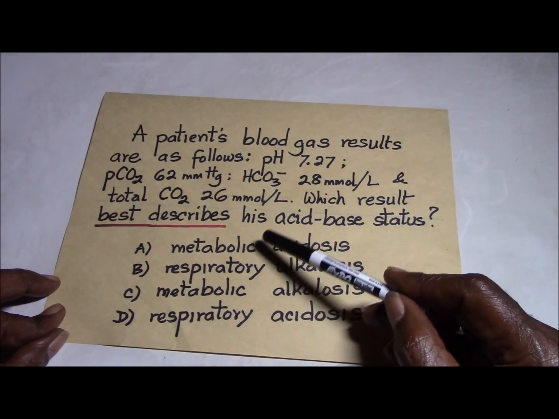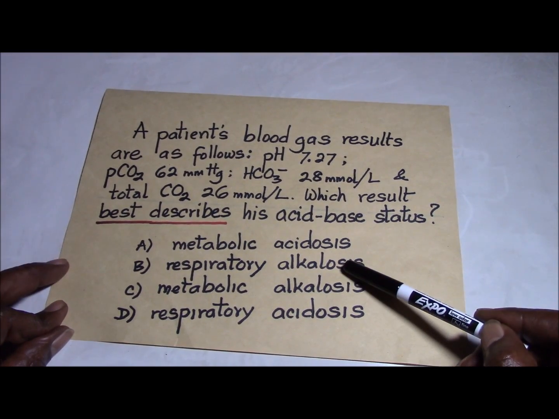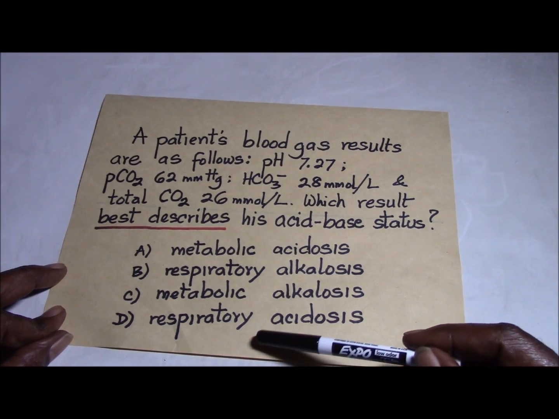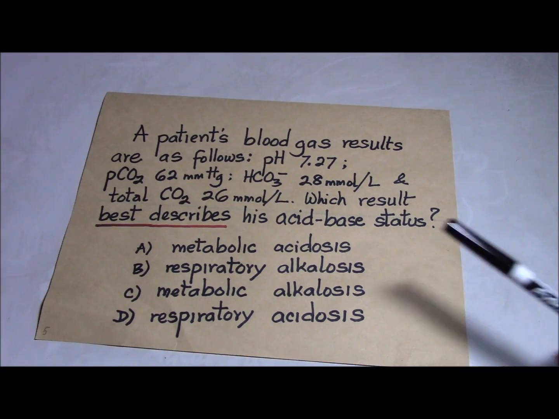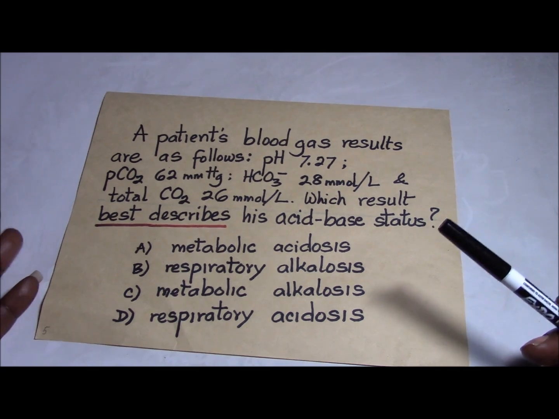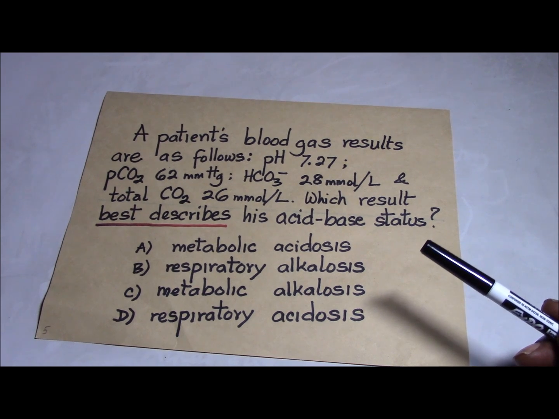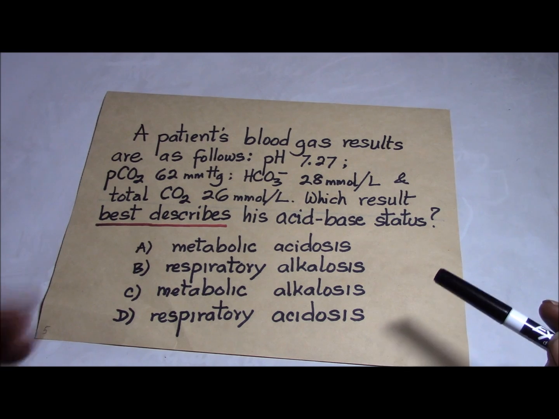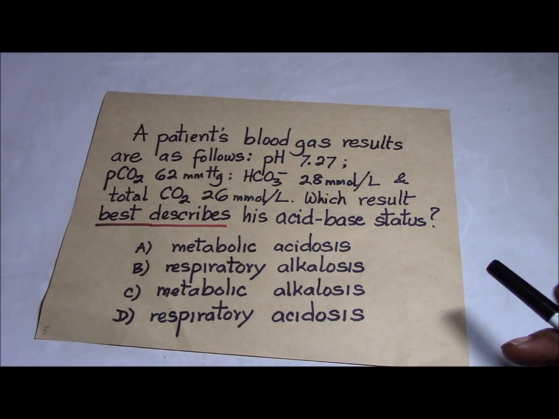Which result best describes this patient's acid-base status? A, is it a case of metabolic acidosis? B, is it a case of respiratory alkalosis? C, is it a case of metabolic alkalosis? Or D, is it a case of respiratory acidosis? So you have a choice. The choice is to make a guess, and you don't want to do that. The other choice is to attempt the question with the confidence that you bring to the table. And that confidence is based on your ability to reproduce that table if everything else fails.